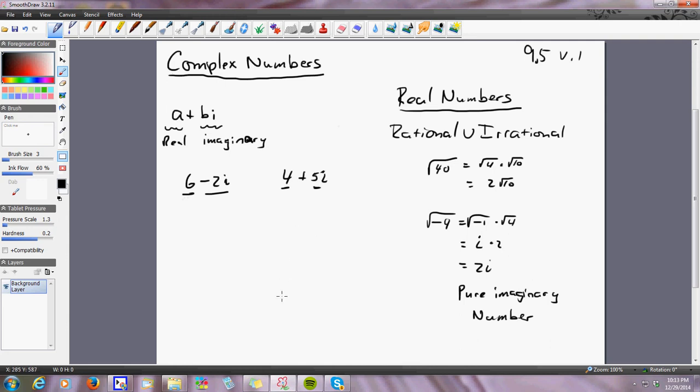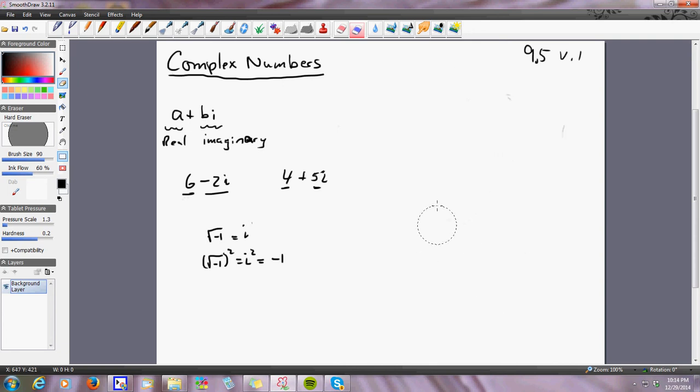Alright, so what I wanted to show you was this. I also want you to realize that if the square root of negative 1 equals i, then the square root of negative 1 squared would equal i squared. But what is the square root of negative 1 squared? It would just equal negative 1. So I'm going to rewrite this a little bit over here, make it a little bit clearer. I do recommend watching this video twice because it's a little bit weird.